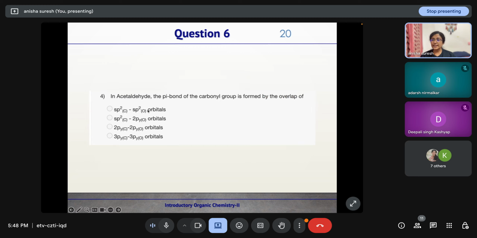Now coming to question number 6. In acetaldehyde, the pi bond of the carbonyl group is formed by the overlap of sp2 C sp2 O orbitals, sp2 C 2py O orbitals, 2py C 2py O orbitals, 3py C 3py O orbitals.